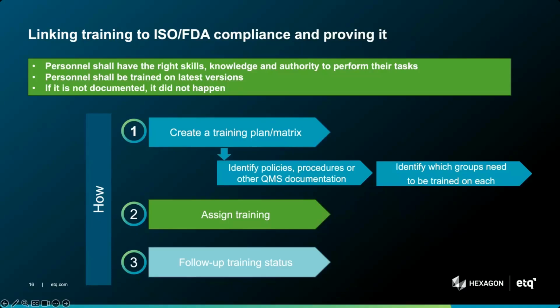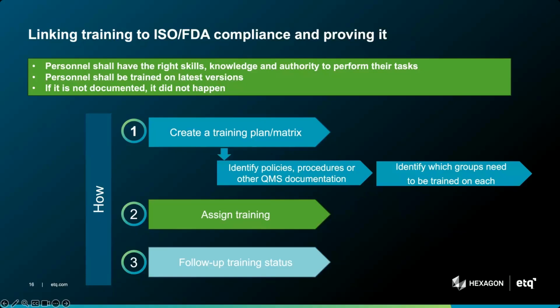From a training point of view, you should have a training plan or a training matrix. For the different policies and procedures, work instructions, or any other quality management system documentation that you have, you should identify which group needs to be trained on them. It depends on the scope of the procedure and the functional area, and you should identify that as part of your training plan.